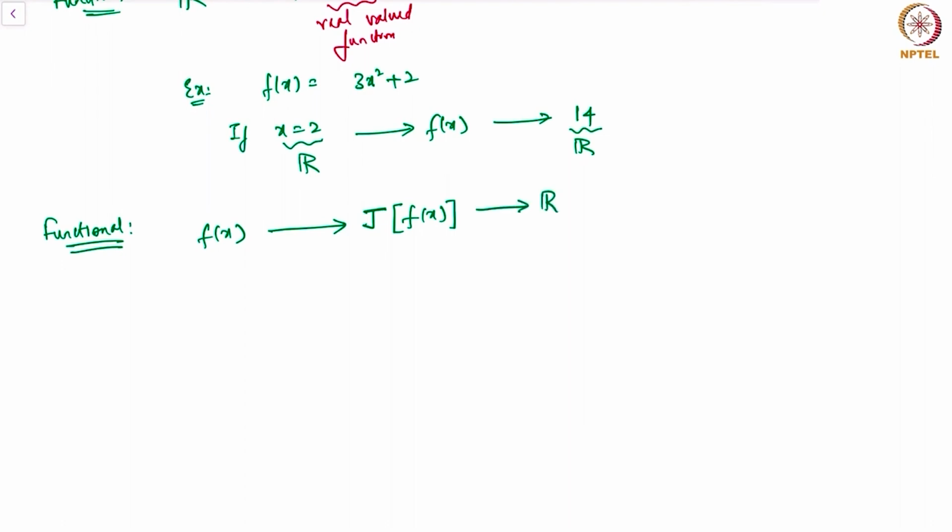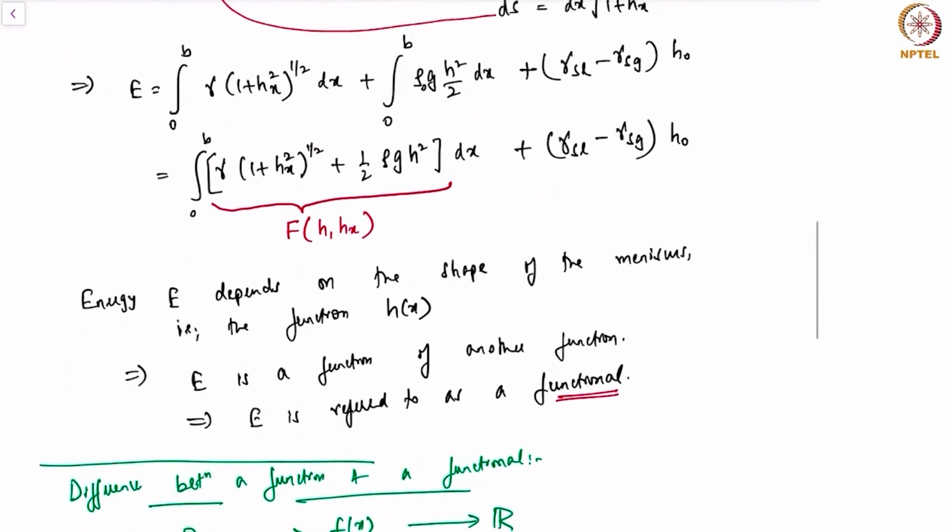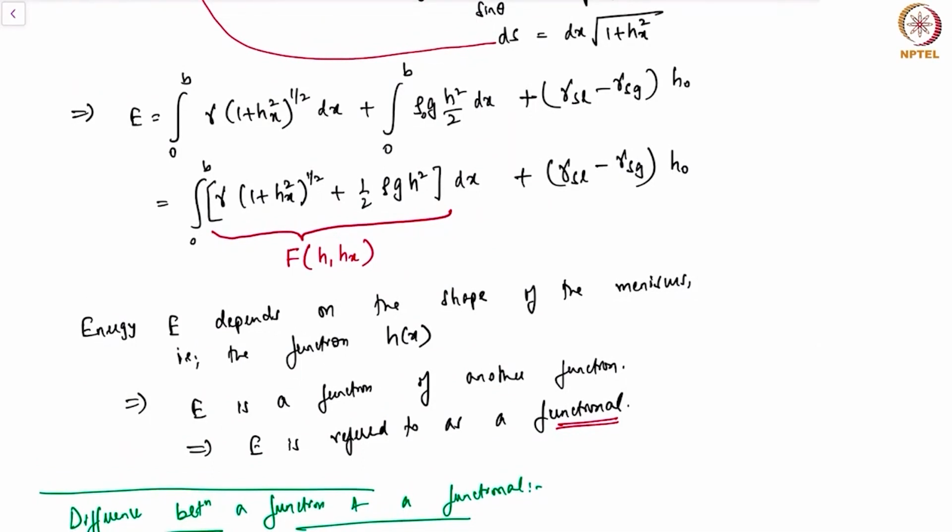So functions would require a real number as an input, if it's a real valued function. But for a functional, the input itself is a function. So what we now see is that this energy is actually a functional, because it is operating on another function, which is h of x.